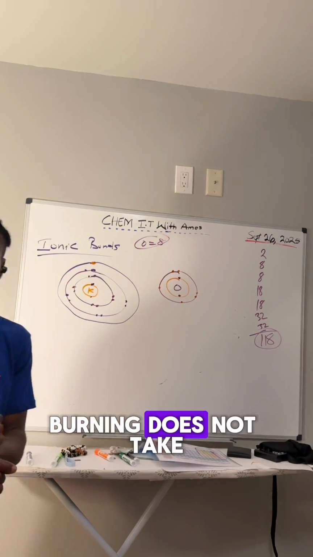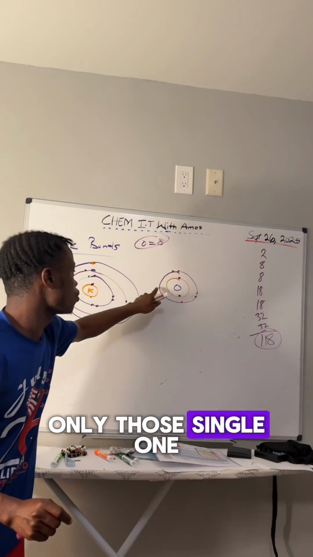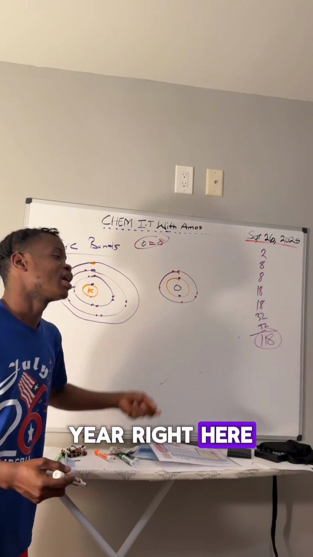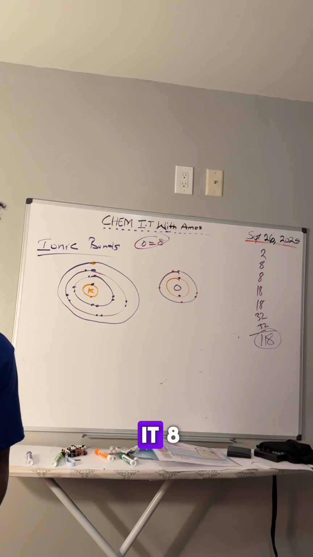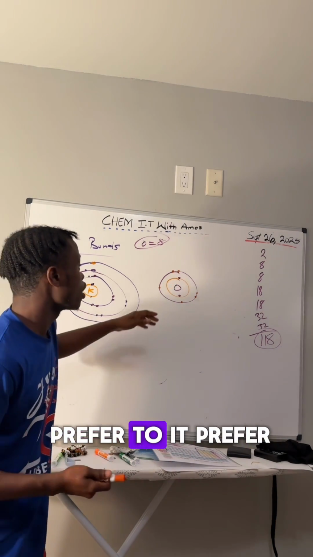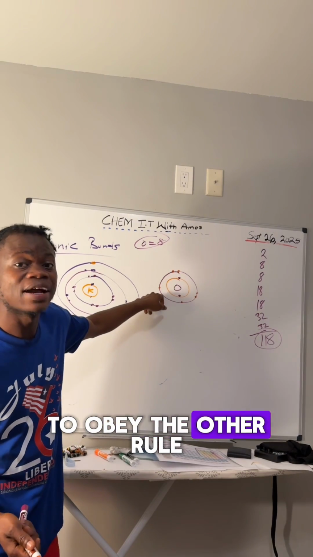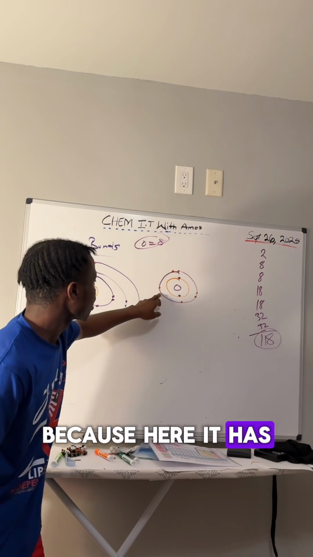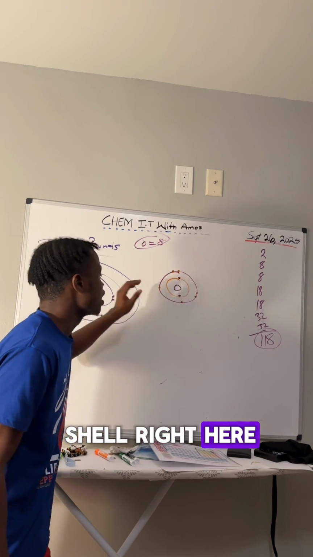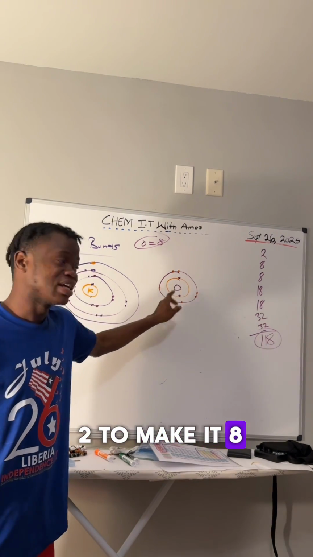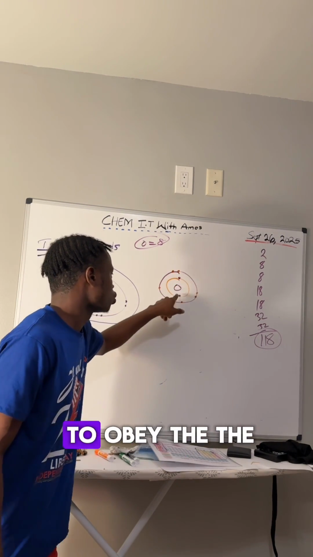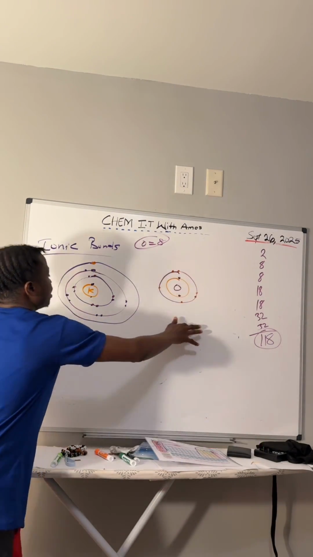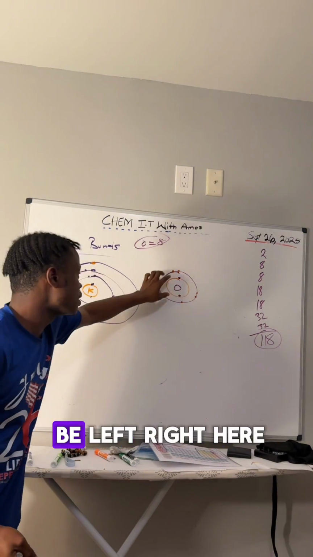Here, bonding does not take place. You don't bond there. Only those single ones need to be connected. So oxygen forms 2 bonds because the last shell can accept 2 more electrons to make it 8. So oxygen prefers to obey the octet rule rather than the duplet rule. Why? Because it has 6 electrons in this shell. It prefers to gain 2 to make it 8 than to lose all 6 to obey the duplet rule. If oxygen lost all those 6, it would obey the duplet rule, with 2 left right here.